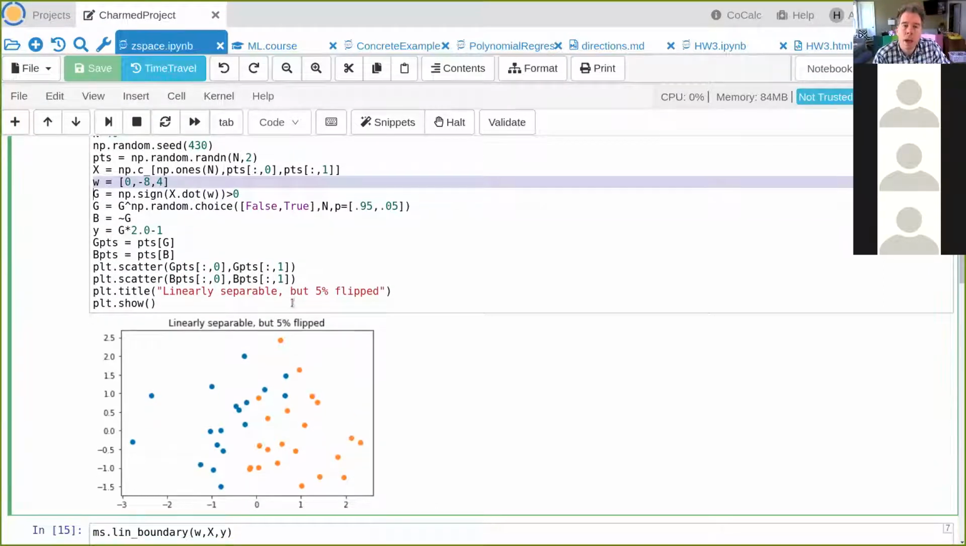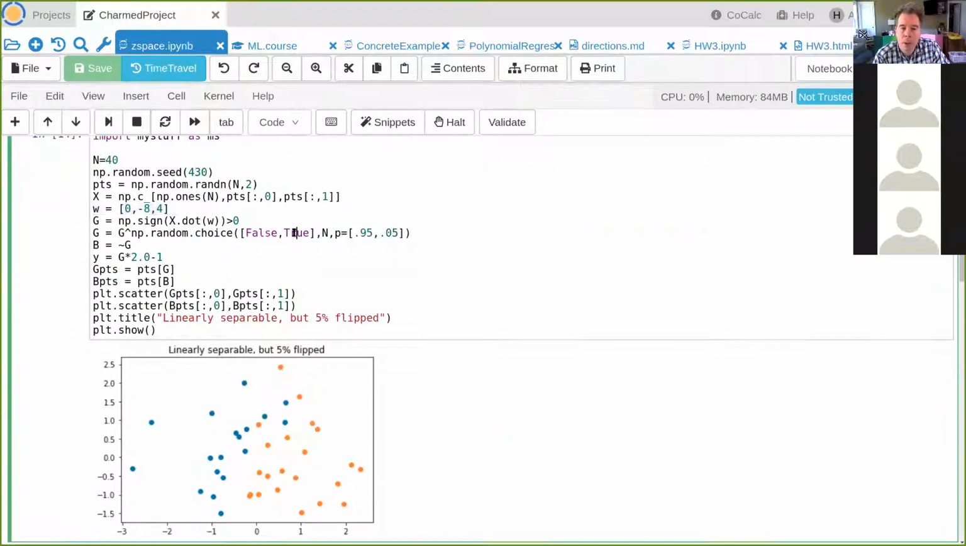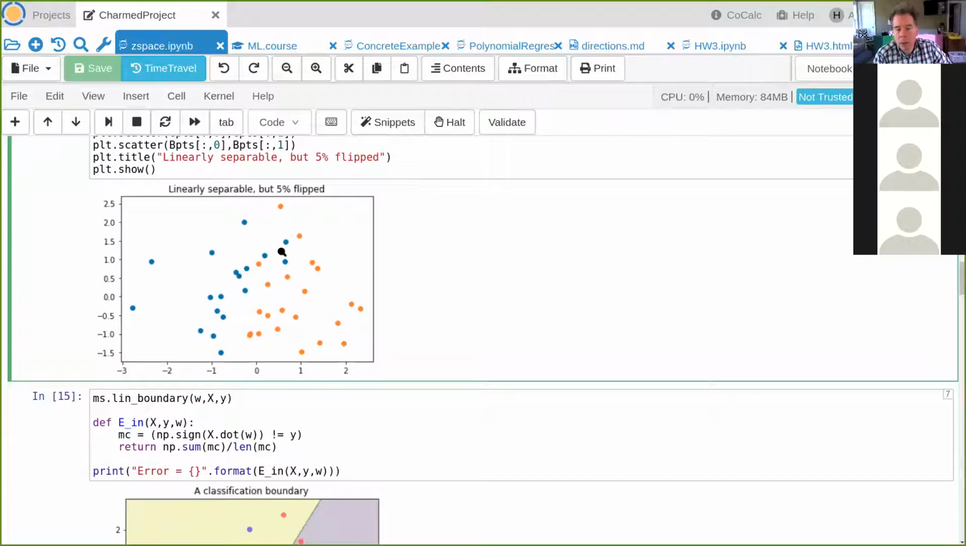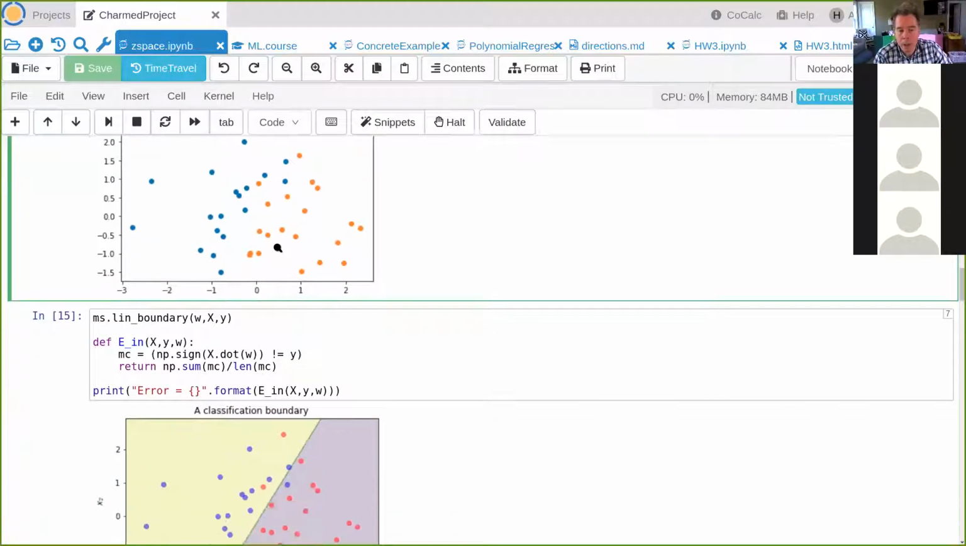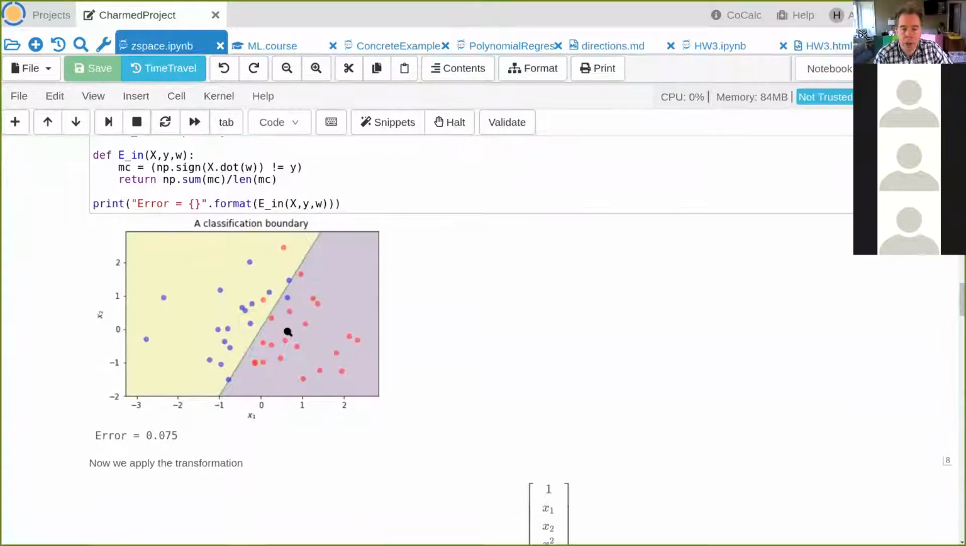But then once I had them separated, I randomly flipped 5%. It took me a while actually to figure out how to do that. Here's the line that does that. This is XOR. G is truth values, so I'm XORing with some other truth values, and it's 95% false, which will do nothing under XOR, and 5% true, which will flip the status. So that flips 5% of these points, and you end up with something that's not exactly linearly separable. And here's the boundary created by the line that really is separating the data here.